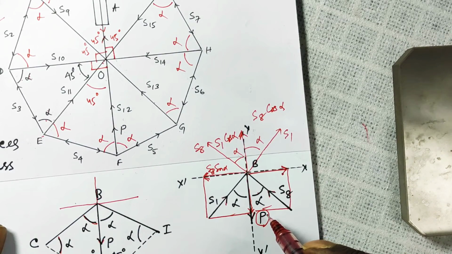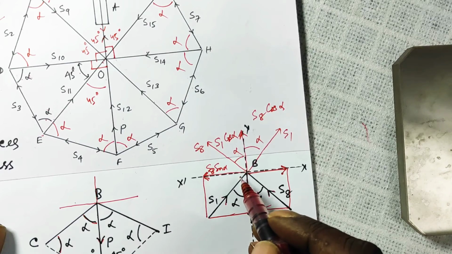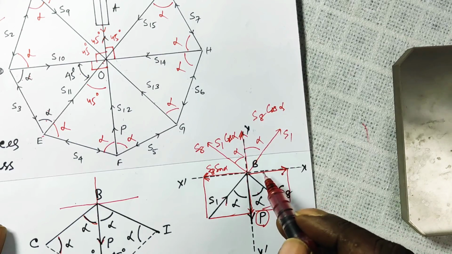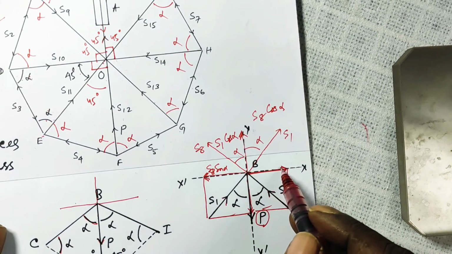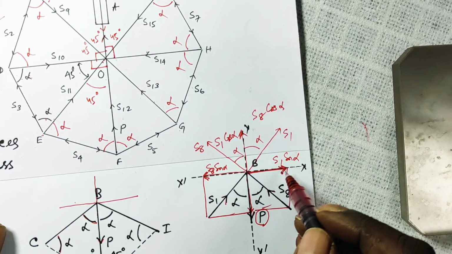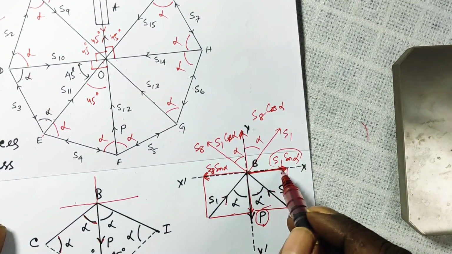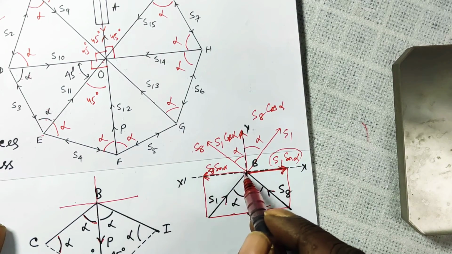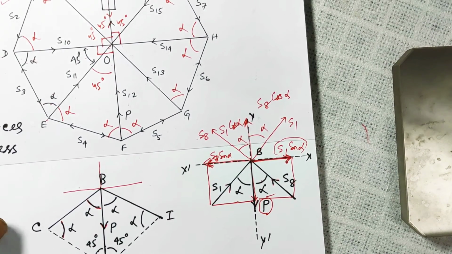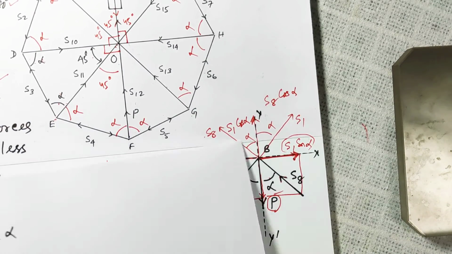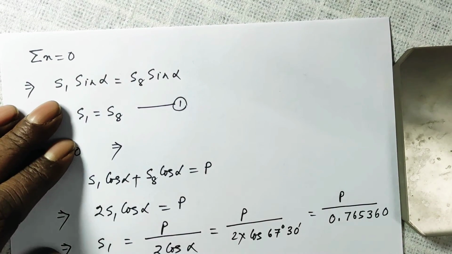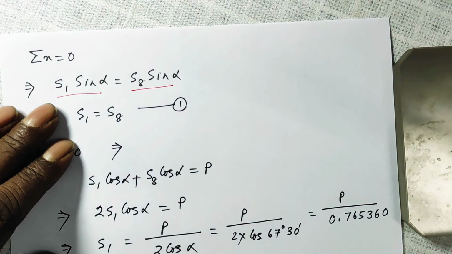which we put as sigma y equal to 0. And S1 sin alpha and S8 sin alpha are opposite to each other. S1 sin alpha is along the positive x-axis, S8 sin alpha is along the negative x-axis, so they will be equal and opposite to make sigma x equal to 0. So sigma x equal to 0 means S1 sin alpha is equal to S8 sin alpha.